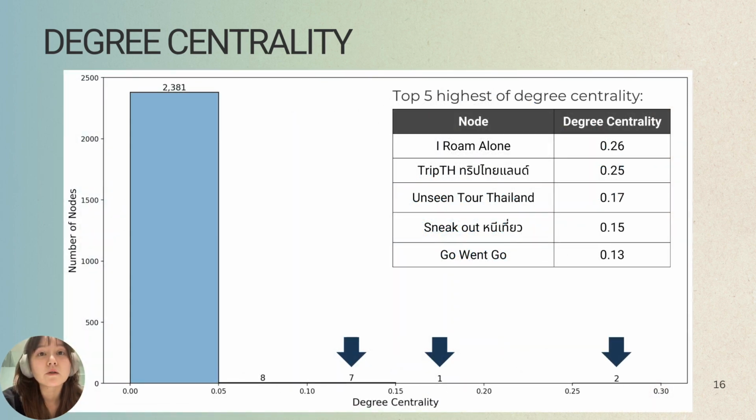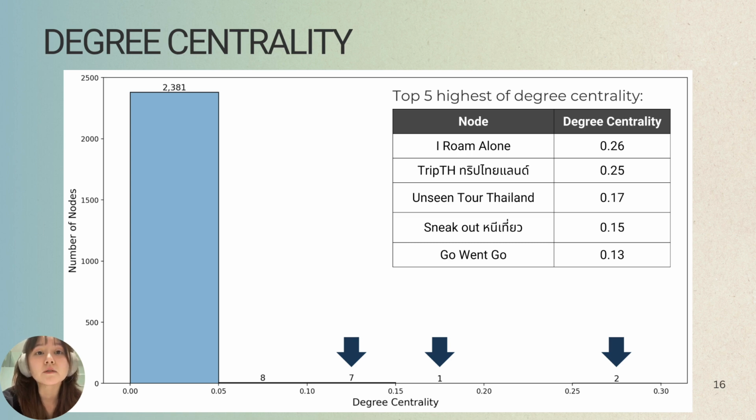So the distribution of degree centrality, as you can see in the background, the highest bar indicates that most nodes have a very low degree centrality. The distribution shows that while most nodes are less connected, a small number of nodes act as major hubs.